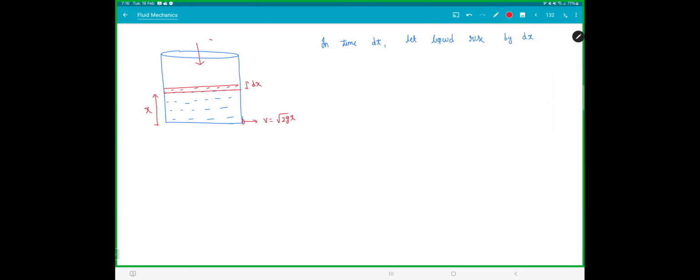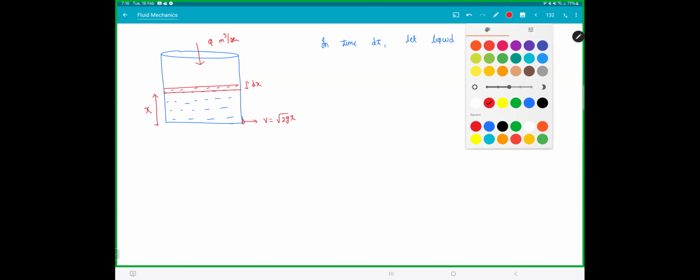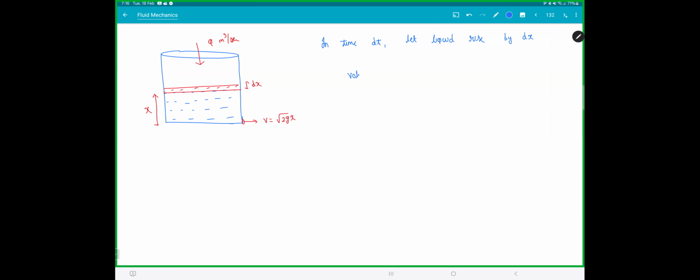And from here we are getting water at a rate of Q meter cube per second. So volume per second is inflow minus outflow per second. This is the catch. The net volume that is increasing per second is inflow minus outflow per second. Make sense? If you write this statement, physics is over.